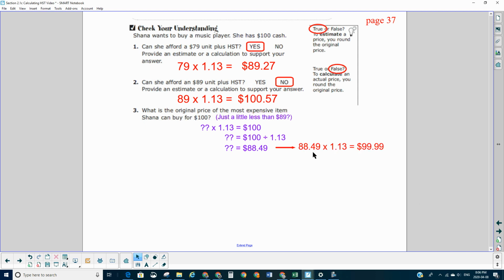Here's the proof that $88.49 is the most expensive she could buy, because if you multiplied it by 1.13, you would see the cost would be $99.99. And she couldn't get any closer to spending all of her $100 in cash.